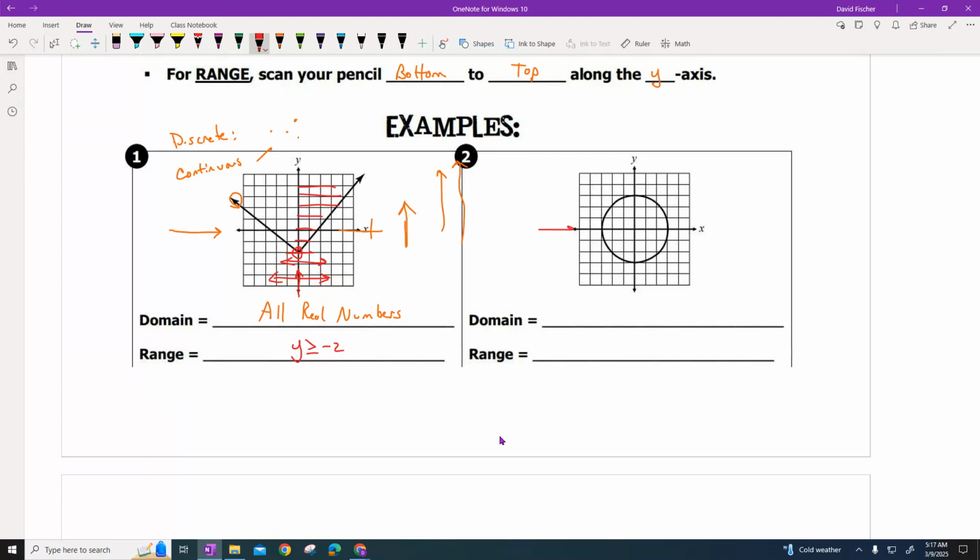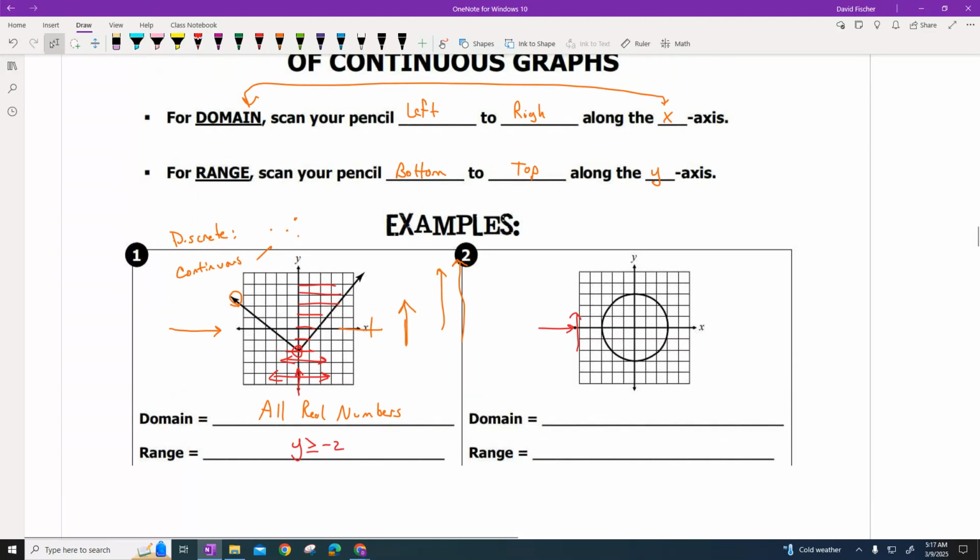So again, for domains, I start from the left and work my way to the right. I don't hit my graph. I'm looking up and down, so I want to put that up there. Domains, I look up and down. I go from left to right, but I'm looking up and down. I didn't hit my graph anywhere. Up, I hit my graph right there. So there's where I start.